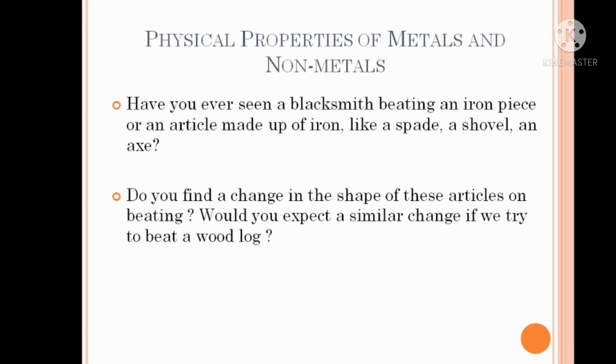Of course, yes. When the iron is a little hot or warm and we beat it, after beating it changes shape. Would you expect a similar change if we tried to beat a wood log? Of course not, because after beating the wood log, it won't change shape, but it will break into two or three different parts, because wood is a soft material.